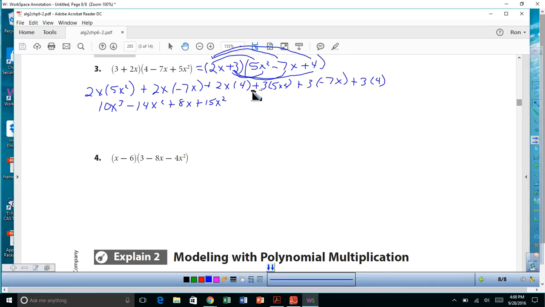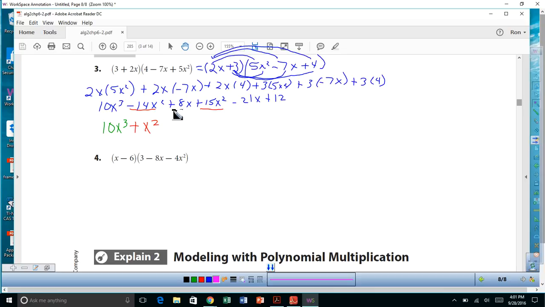x squared. 3 times negative 7x would be negative 21x. And then 3 times 4 would be 12. Now I'm going to look at x cubed. Do I have any other x cubes? Nope. So I've got 10x cubed. Now x squares. Let's see if we got any x squared. I got negative 14x squared and plus 15x squared. Well, negative 14 plus 15 is positive 1. So I've got plus x squared.